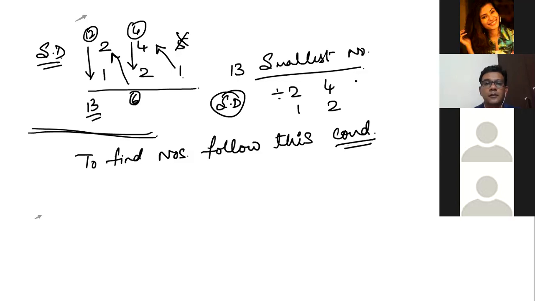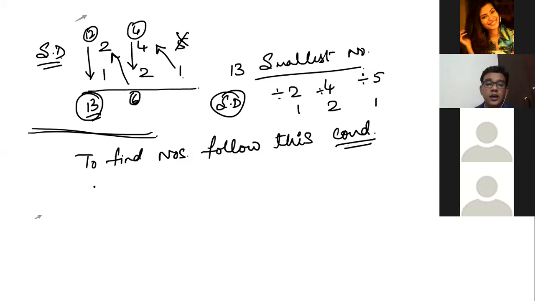And when I'm dividing by 5, my remainder should be 1. Right, Kritika? So we are finding the smallest number, which is the dividend, not the divisor. Divisor is anyway given to me. 2, 4, 5 are the divisors. I'm finding the smallest dividend, which when successively divided by 2, 4, 5 gives me remainders of 1, 2, 1. So 13 becomes the smallest number.